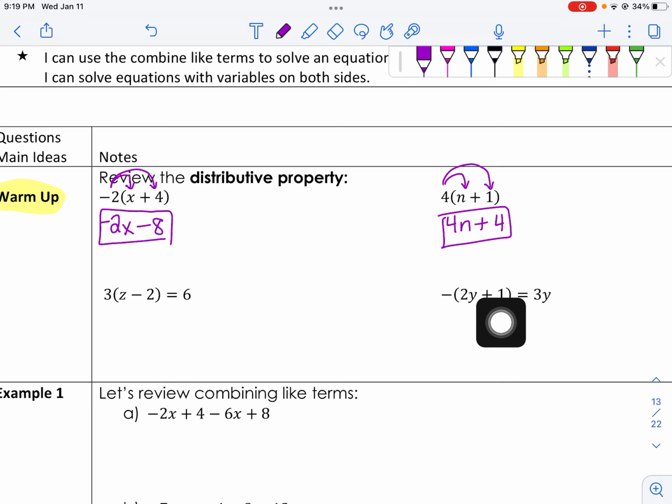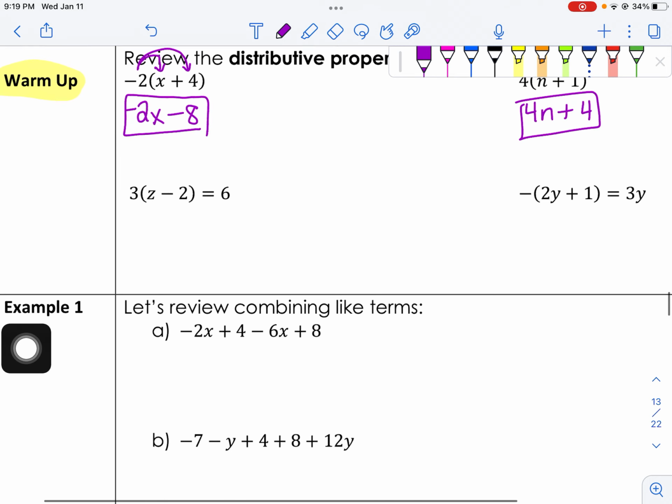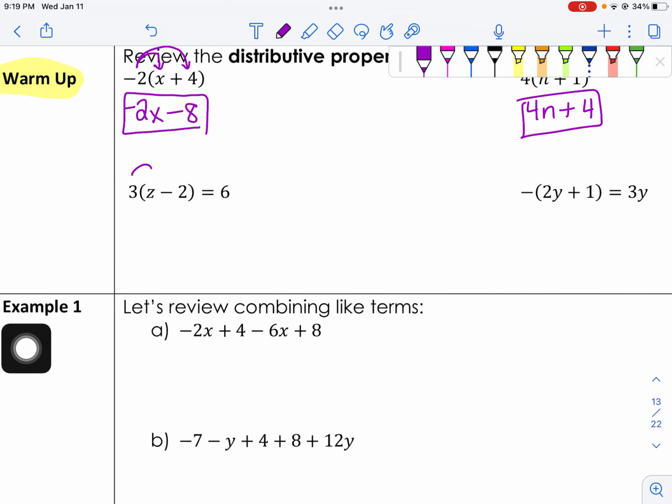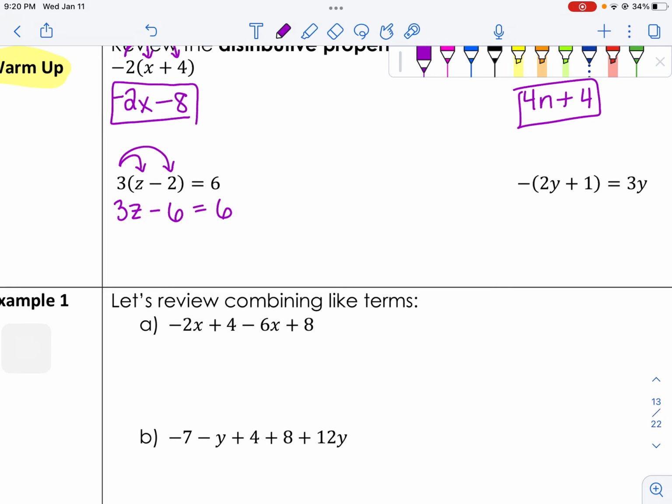These two have equal signs, so that means that I'm looking to solve for the value of the variable. So in the first one, I'm going to start by distributing the 3. And I'm going to get 3z, and then 3 times -2 would be -6. So positive times a negative is going to keep that negative.